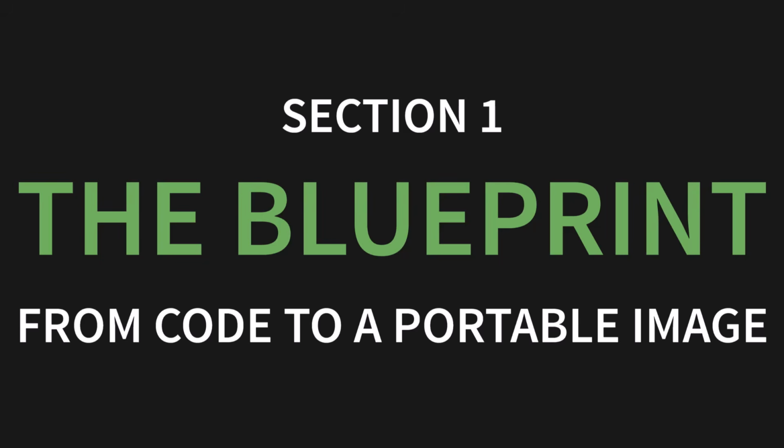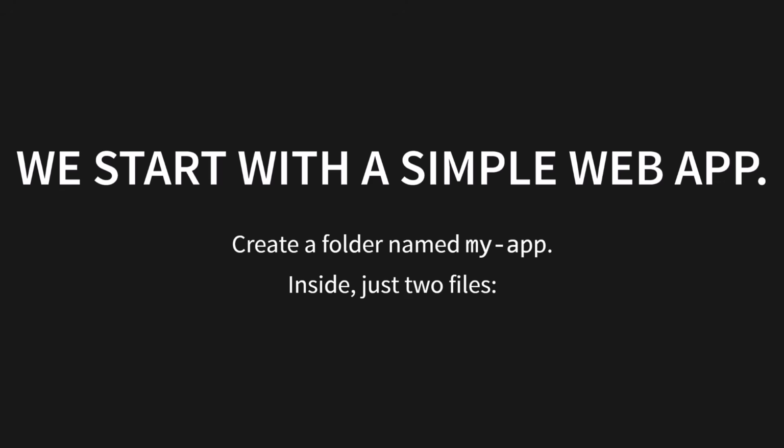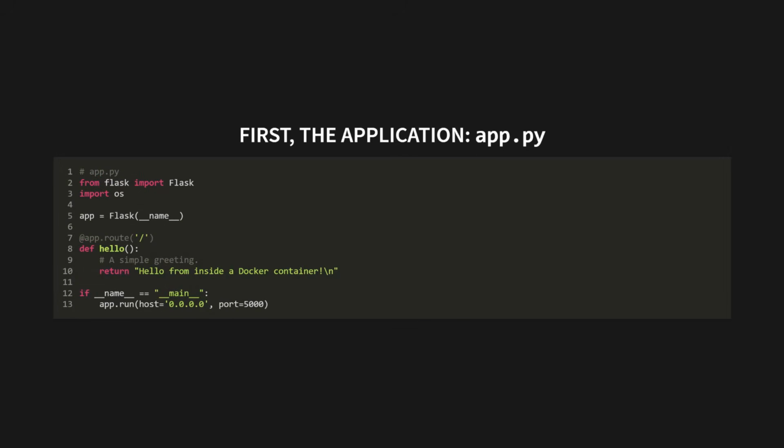Let's get our hands dirty. We're going to start with a very simple web app. First, create a folder on your computer named my-app. Inside that folder, we only need 2 files. That's it. First up, the application itself, app.py.